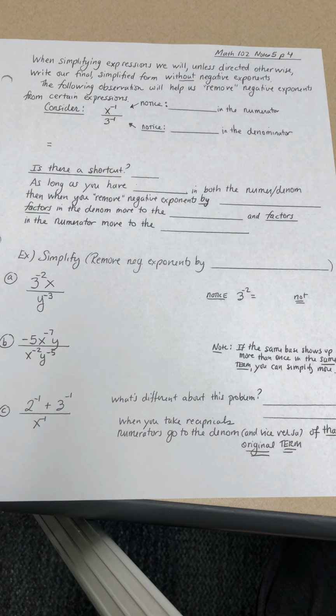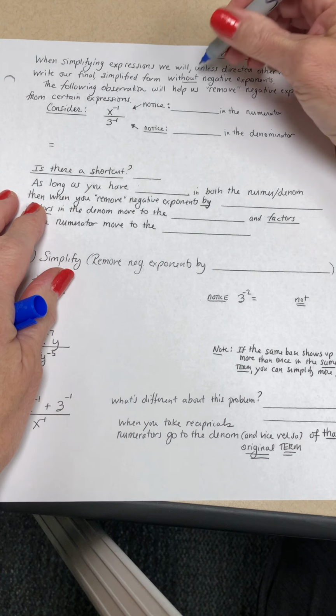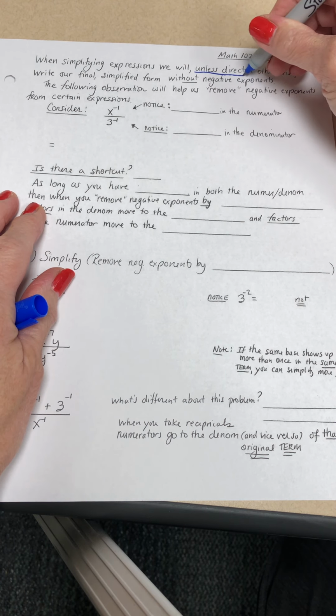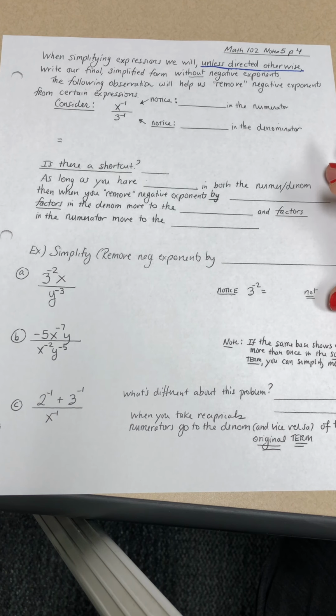So this is notes 5, page 4. Rule of thumb here. When simplifying expressions, unless you're directed otherwise, we're going to write our final answer without negative exponents. There will be times when I say just go ahead and leave the negative exponents, because there are times when negative exponents are just easier to deal with. But most of the time, we want them out of the problem.